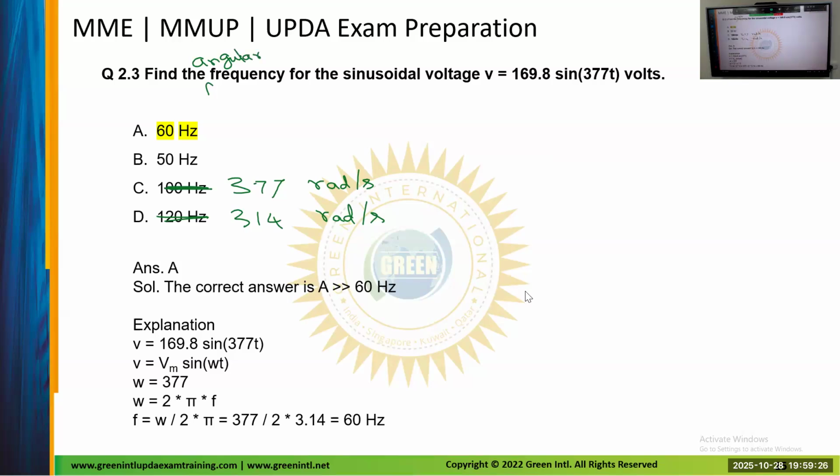Suppose they ask the question like this: find the angular frequency for the given data. So they ask about the angular frequency. Angular frequency means radians per second, so we need to select the answer C. Usually throughout electrical engineering we also see the letter f, so due to curiosity we calculate the frequency f, get 60 and select that answer. So read the questions carefully, whether they ask in terms of cycles per second or radians per second, and based on that use the appropriate formula.